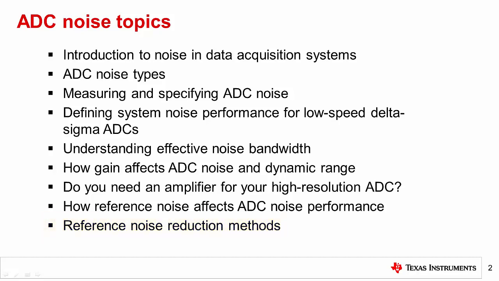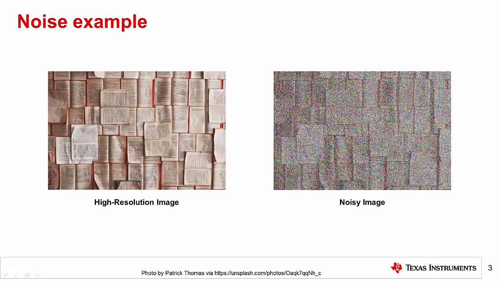Now that you know what will be covered in this Precision Labs module series, let's see an example of what noise looks like in everyday life. Shown here on the left is a high-resolution image that is easily identified as a pile of open books. Given this image is high resolution, we could enlarge it to realize very fine details such as the text on the pages. For data acquisition systems, this is the kind of result we want.